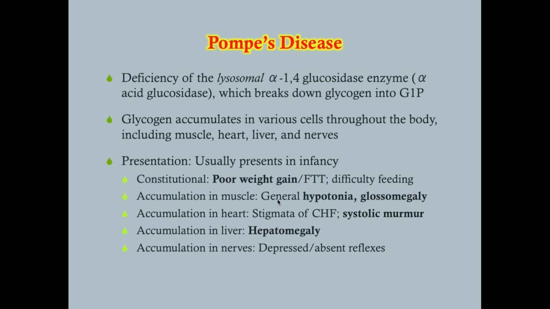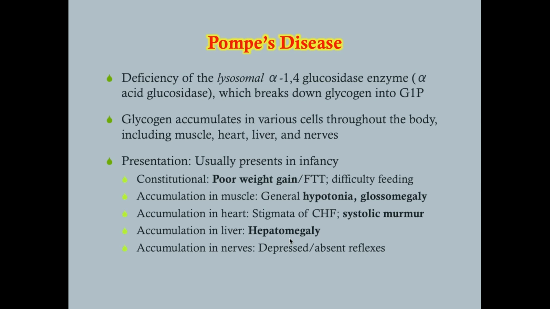Accumulation in muscle is going to lead to a hypotonia. And then a glossomegaly can develop because of accumulation in the muscle tissue of the tongue. Accumulation in the heart leads to signs of congestive heart failure because this is going to cause a hypertrophic cardiomyopathy because of all this stuff accumulating in the heart muscle. That can lead to a systolic murmur because the hypertrophic cardiomyopathy can lead to an outflow obstruction, which would lead to a similar murmur that you would get with aortic stenosis, for instance.